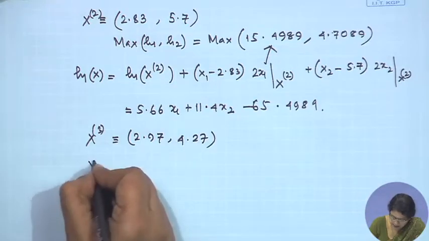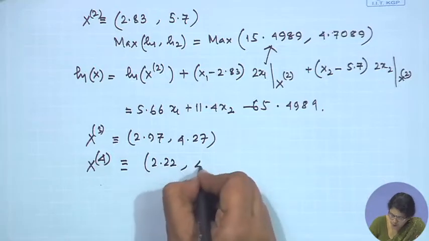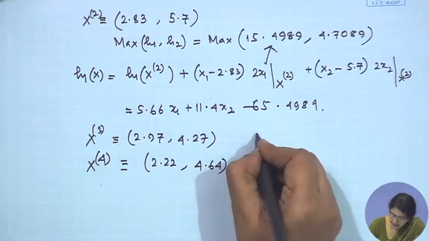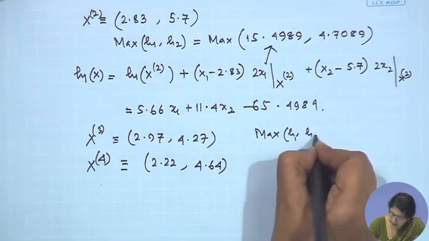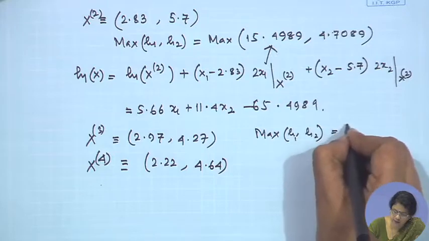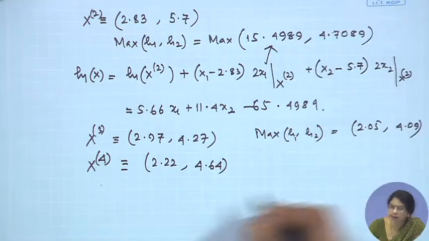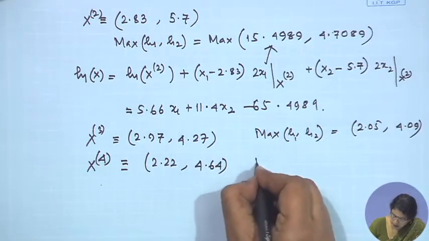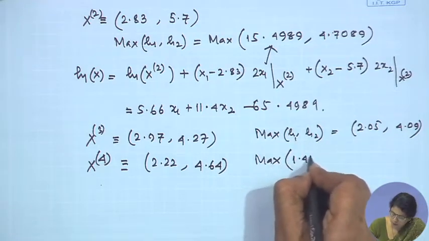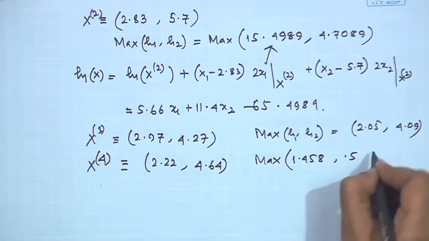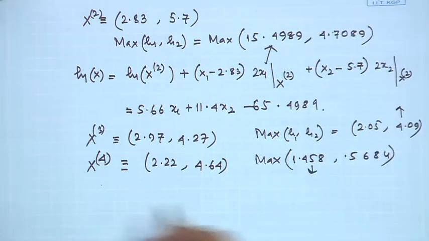2, 7, then we will get x4, 2.22, 4.64. And here, just to see how the H1 and H2 values are changing, at this point the H1 value will come 2.05, 4.09. The values are reducing. At this point, the values are coming as 458.5684. Here I have to include that.